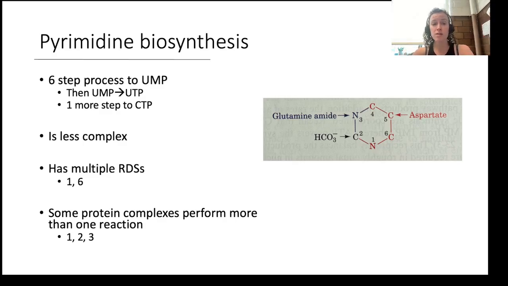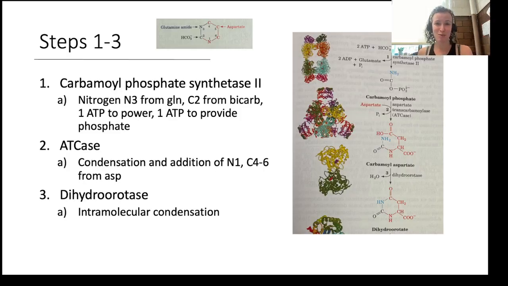This is less complex than purine biosynthesis, just one ring, right? But we again have multiple rate determining steps, step 1 and step 6, and then again a large protein complex made from enzymes 1, 2, and 3 of this pathway. Let's do steps 1, 2, and 3.